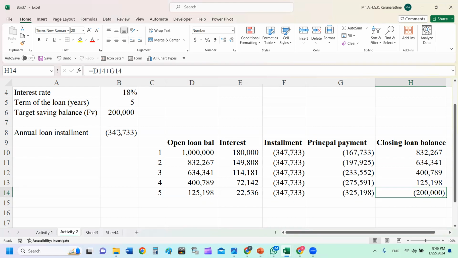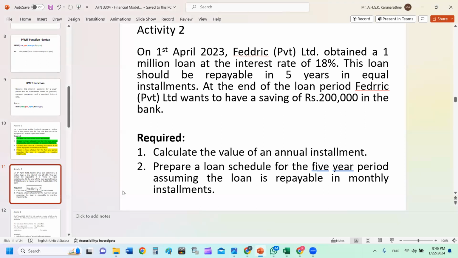You pay a relatively high installment for what purpose? To keep paying the loan and generating a balance of this much. Okay, that's it. Right, that's the loan repayment schedule. I think you can try the balance. Go to the next activity.